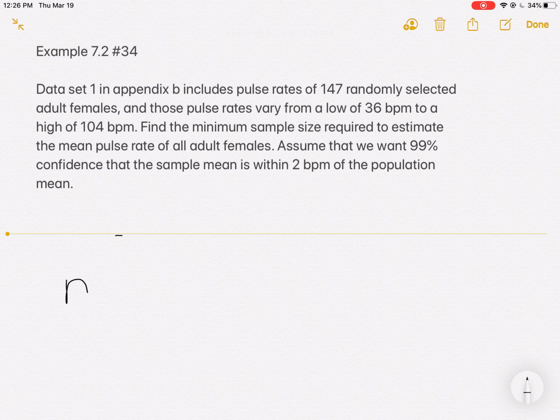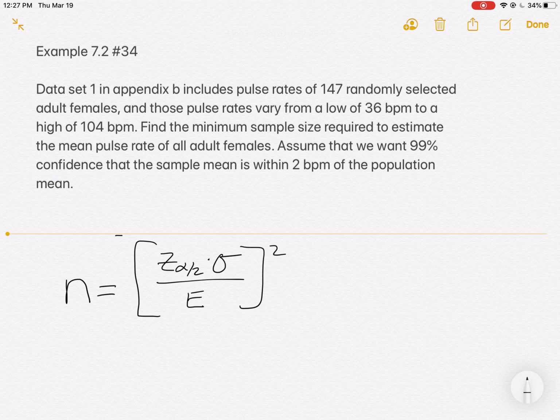So because it's a sample size and not a confidence interval, I'm going to go to a sample size formula, an n equals formula. It's to estimate the mean, right? Find the minimum sample size required to estimate the mean pulse rate. And so I'm not going to use the one with P's and Q's in it. I'm going to use the one that's context appropriate, and it's going to be this formula right here.